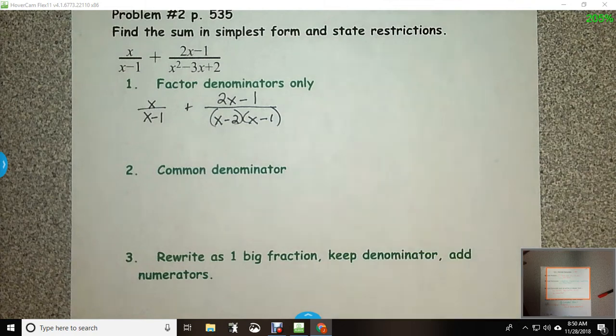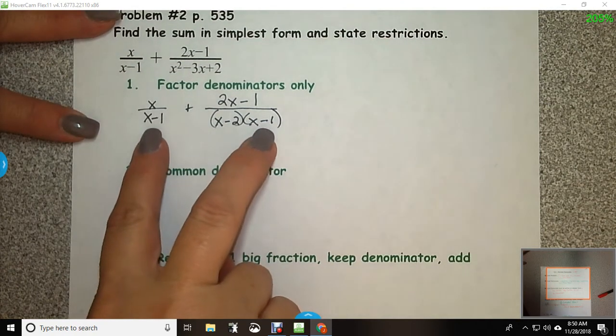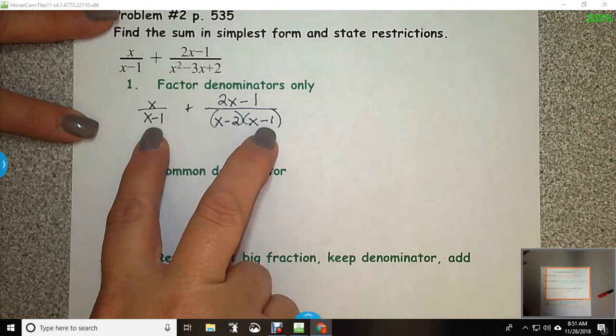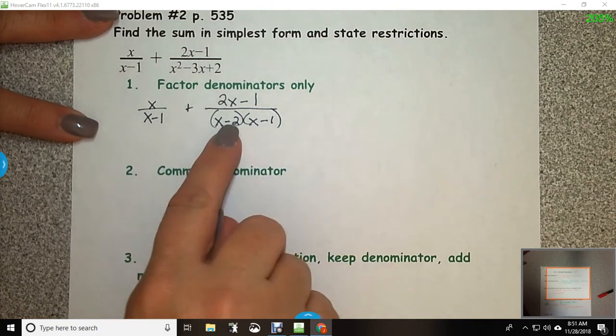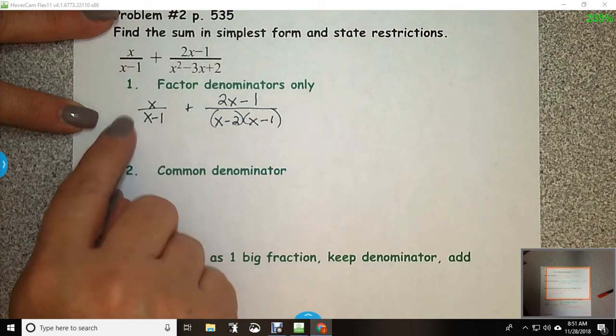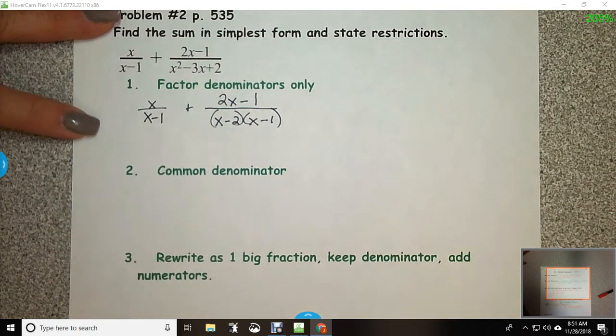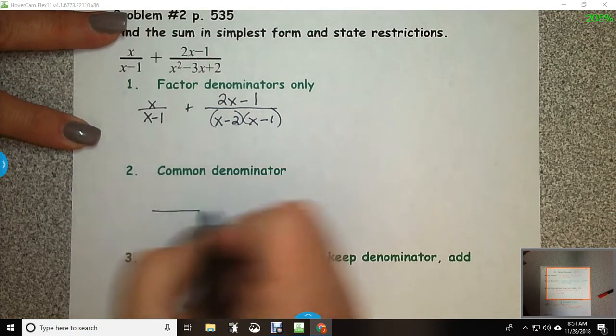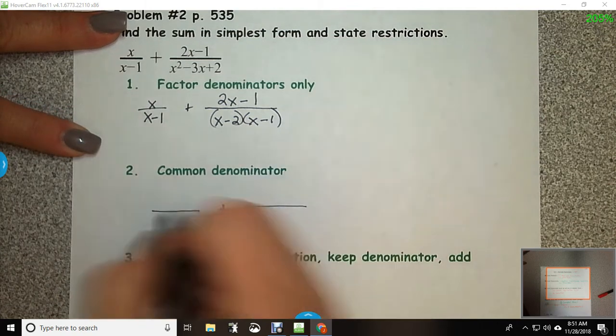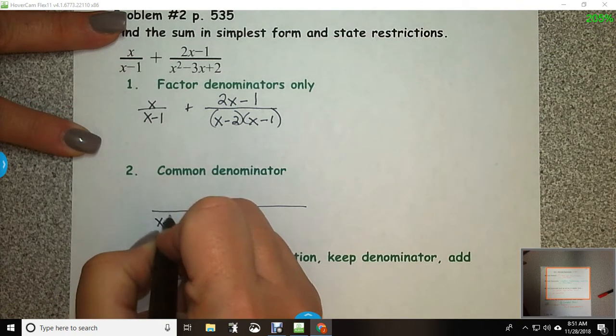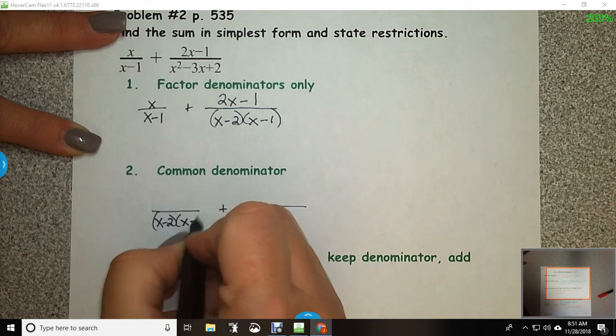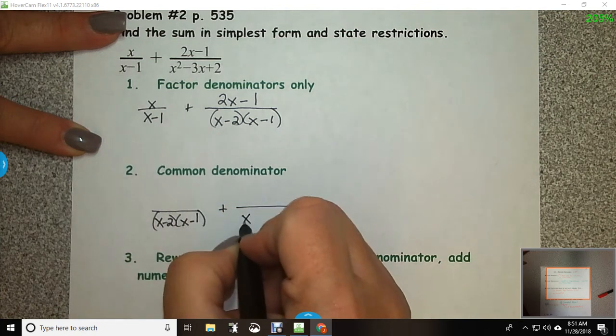And now I've got to find a common denominator. So if you take a look, both of these already have an x minus 1. Well, this one's got something extra. Well, I need that over here for this one. So what I want to have on the bottom of both of mine is to have them be the same. I want them to have the same factors.